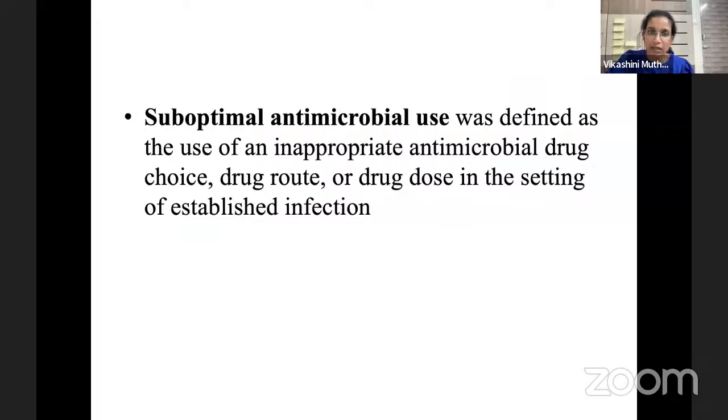And next is suboptimal antimicrobial use. This is where, in conditions or circumstances which necessitate the use of higher antibiotics, you are giving lower antibiotics. Then it is not inappropriate, it's a suboptimal administration, right? Suboptimal use. You have to step up to a higher antibiotic. So instead, you continue giving this lower antibiotic, which is a suboptimal use, or otherwise the inappropriate drug route or the dose is not adequate. All these come under suboptimal antimicrobial use.